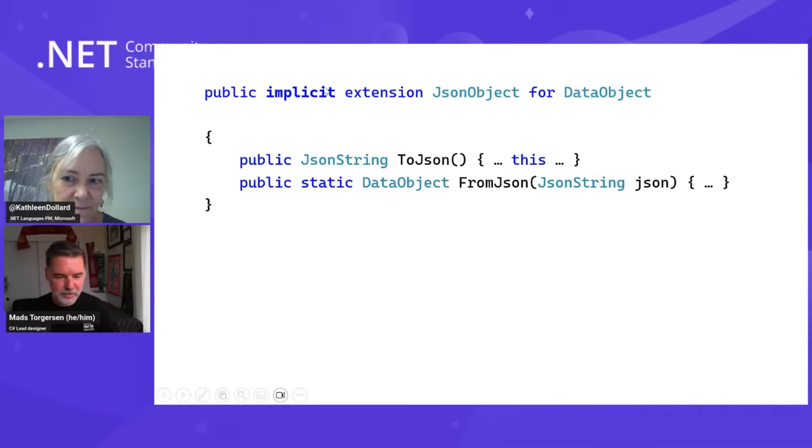Let's say we put the keyword implicit in front. Now, this implicit extension for data object automatically applies. If I look up a member on data object and it isn't there, then because there's an implicit extension on it, I will go to JSON object and check there. So JSON object becomes my fallback. I'm going to say in this scope, every data object is a JSON object, and I don't even have to say that. I can just look members up and it will find the ones on JSON object as a fallback.